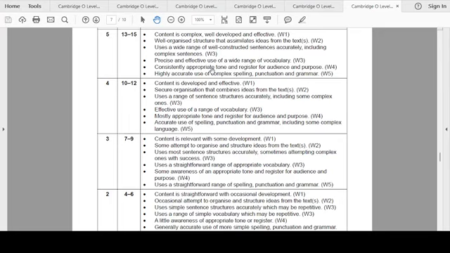So consistently appropriate tone and register for audience and purpose. Again, whatever type of writing it is, whatever type of task it is, your writing needs to be in tune with the task. Highly accurate use of complex spelling, punctuation, grammar.